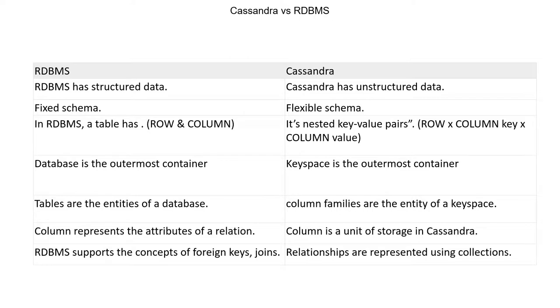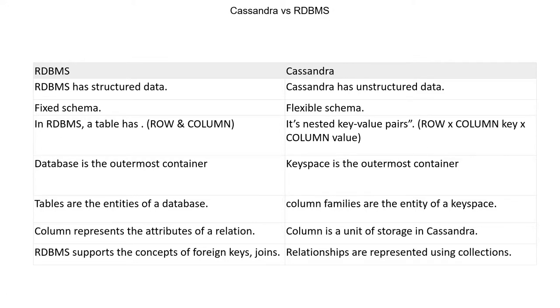Here is a simple difference between Cassandra and RDBMS. RDBMS, we say, has structured data. Cassandra has unstructured data. In case of RDBMS, it has a fixed schema. In case of Cassandra, it is a flexible schema. In RDBMS, you store the data in terms of rows and columns. In case of Cassandra, it is known as column. It is a nested key value pair. So you have a row, which I have shown in the previous slide, then you have a column and its value. So you can have multiple columns, right?